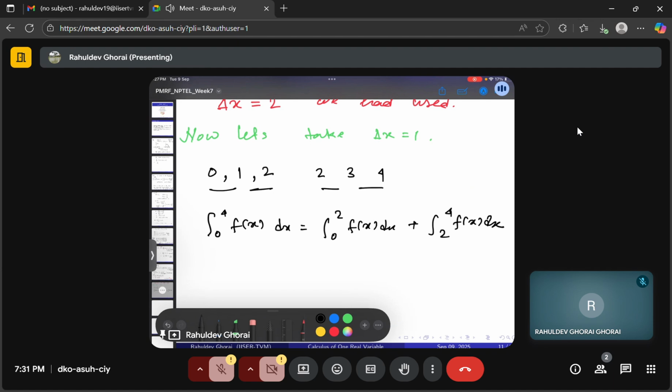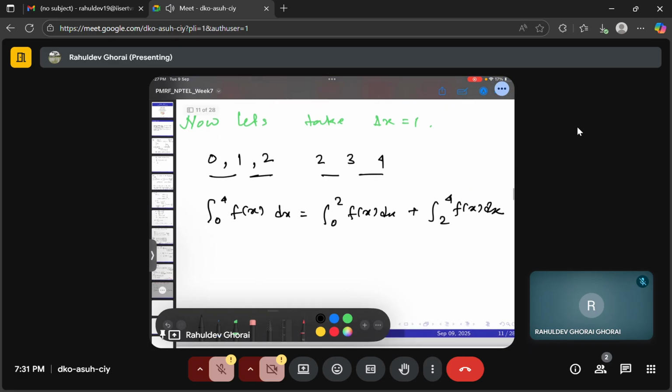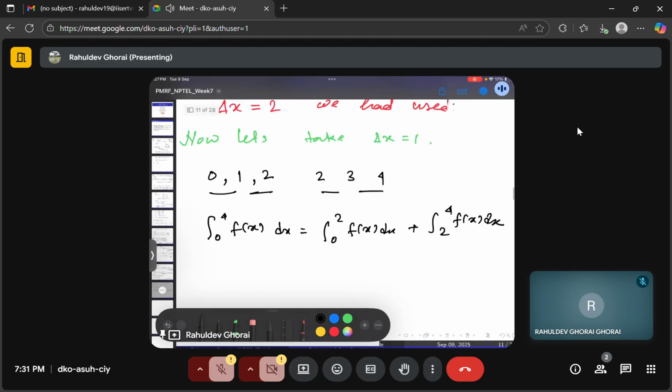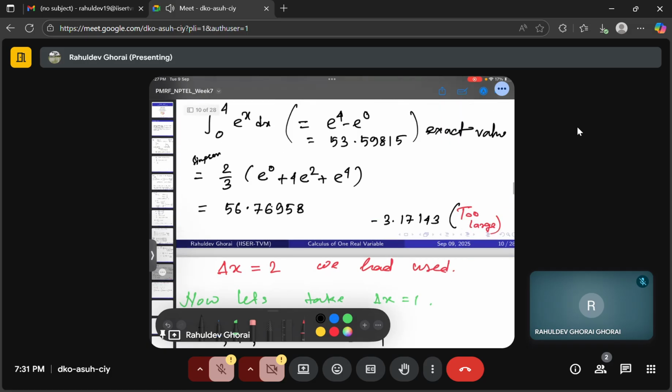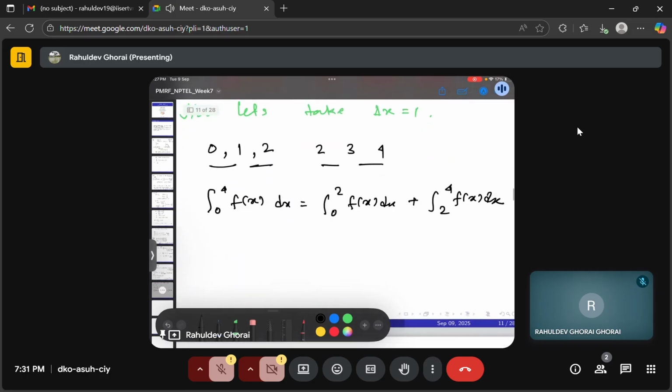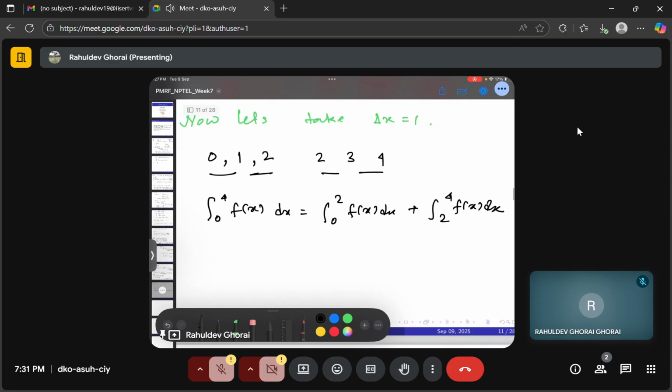When del x is equal to 1, the interval 0 to 4 of f(x) dx, you cannot use it directly. Otherwise, you have to remember the formula. If you can remember, then it is okay. Otherwise, always we know for two intervals, if del x is equal to 2, then we know, right?